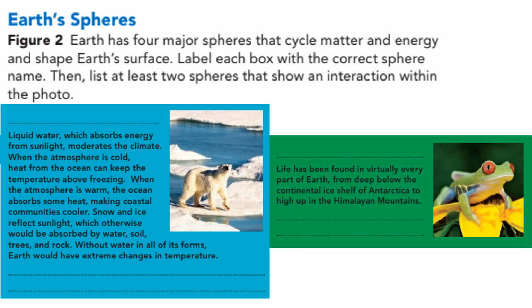All right, continuing on here with the polar bear, we have liquid water, which absorbs energy from sunlight, moderates the climate. When the atmosphere is cold, heat from the ocean can keep the temperature above freezing. When the atmosphere is warm, the ocean absorbs some heat, making coastal communities cooler. Snow and ice reflect sunlight, which otherwise would be absorbed by soil, water, trees, and rock. Without water in all of its forms, Earth would have extreme changes in temperature.